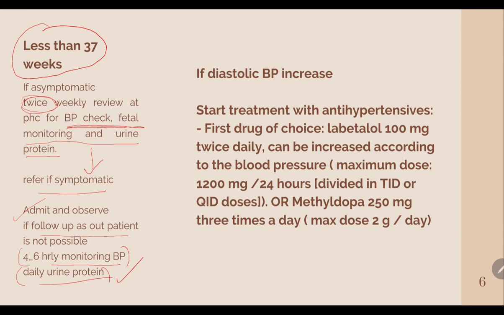Then, if diastolic BP increases, what is the management that you do? Start treatment with antihypertensives. First drug of choice is labetalol, which is 100 milligram twice daily. Can be increased maximum up to 1200 milligram per 24 hours, to be given in divided doses, TID or QID doses. Otherwise, you can give methyldopa 250 milligram three times a day. Maximum dose 2 gram per day. Okay, so this is the antihypertensive drug.